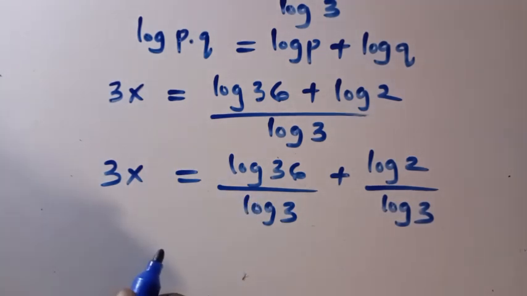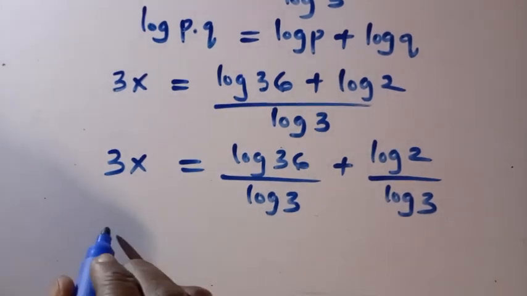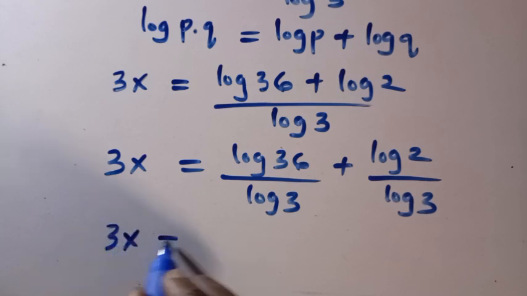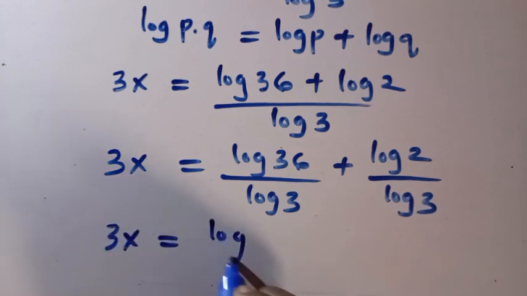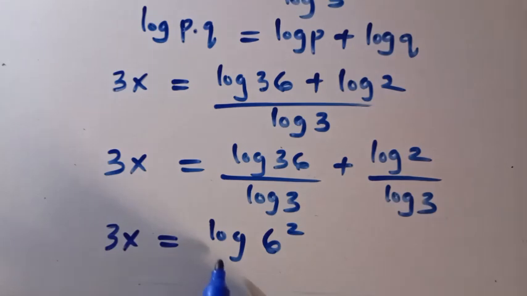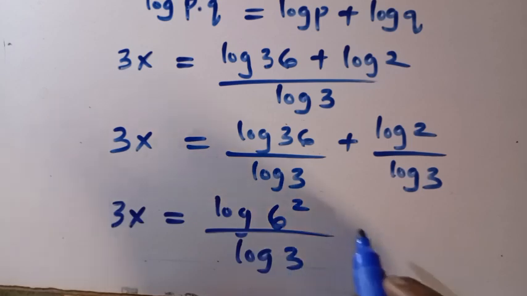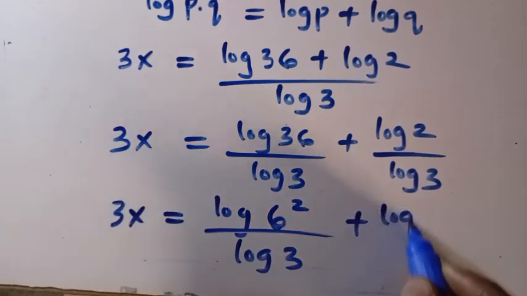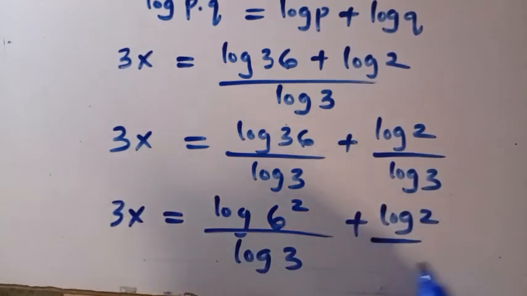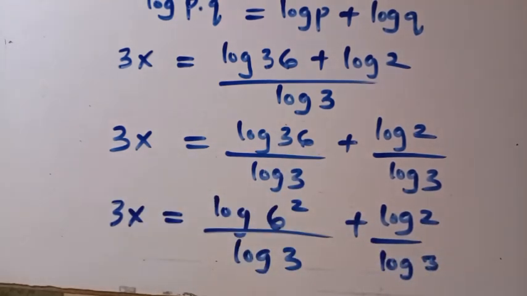And from here, 36 is 6 raised to the power of 2. That is 36. So into here we have 3x equals log 6^2 divided by log 3 plus log 2 divided by log 3.